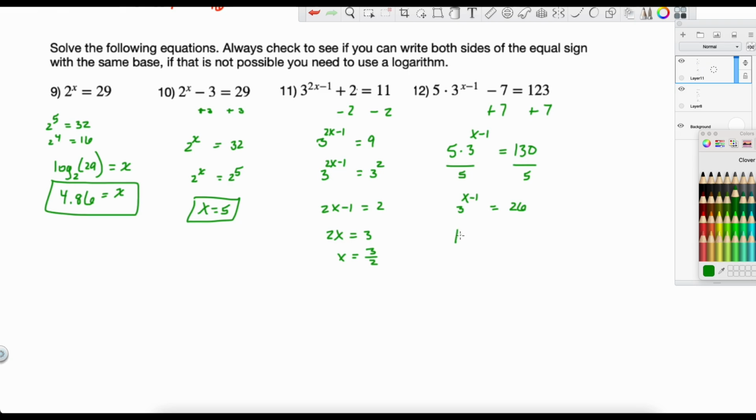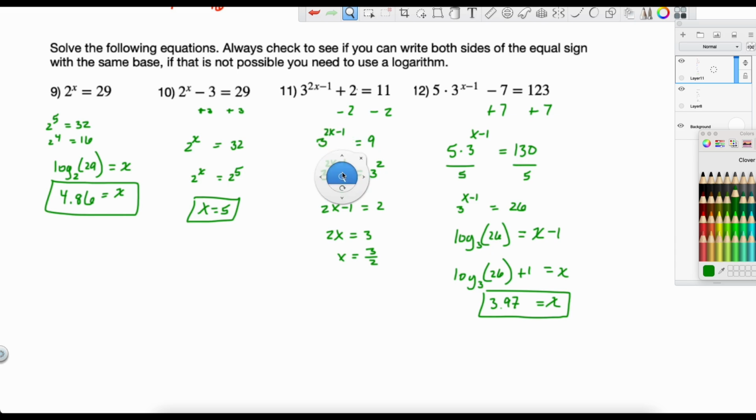So that means log base 3 of 26 equals x minus 1, which is our exponent here, right? And then we're just going to add 1 to both sides. And if I pop that in the calculator, it's 3.97. It's rounded. Okay. Box this in too, I guess.